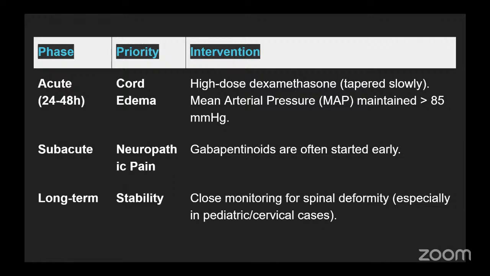In the subacute stage, it needs neuropathic pain management. Gabapentinoids are often started early. For the long term, you need stability, specifically in the pediatric cases because that is a growing spine, but also in the adult patients where you have resected a significant amount of bone.